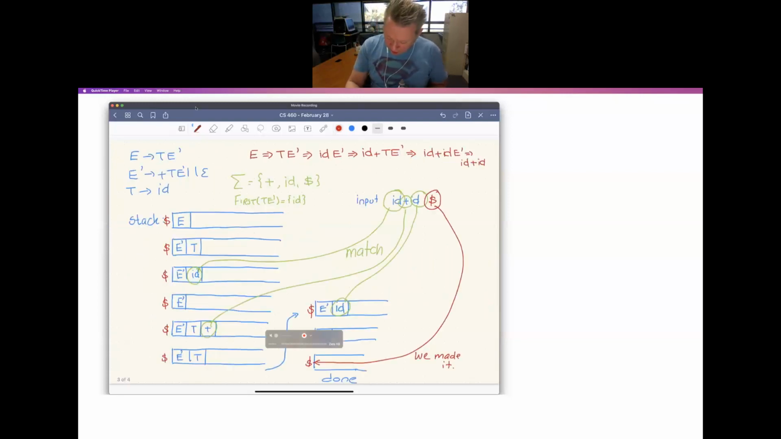So for example, if we go back and look at this one, what should I do if I'm trying to parse an E and I see an end of file? Well, end of file is not in the first set of that, so we should have an error.